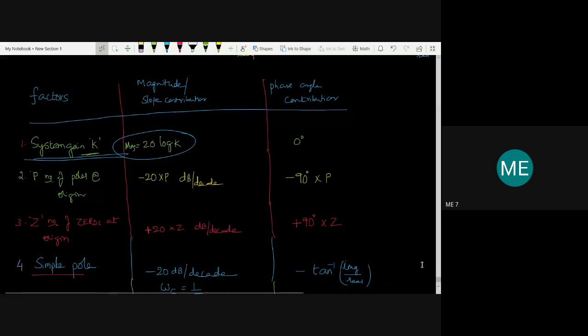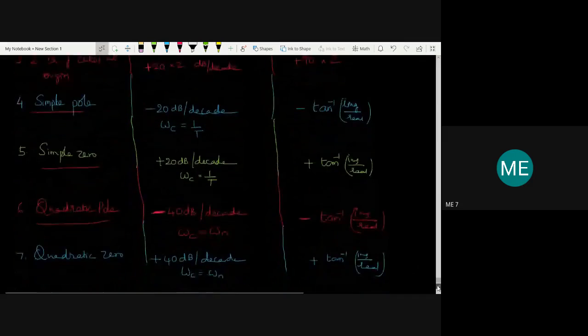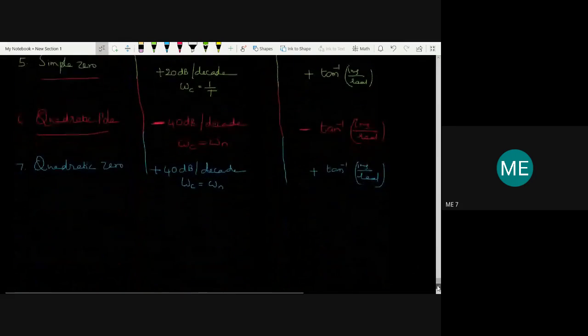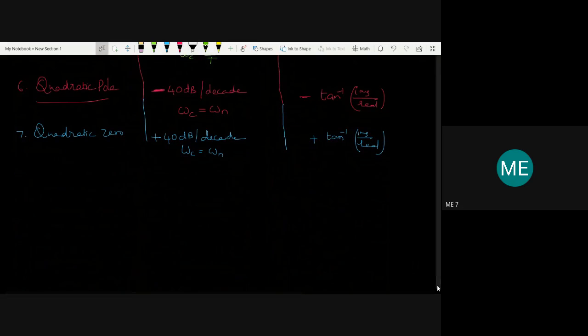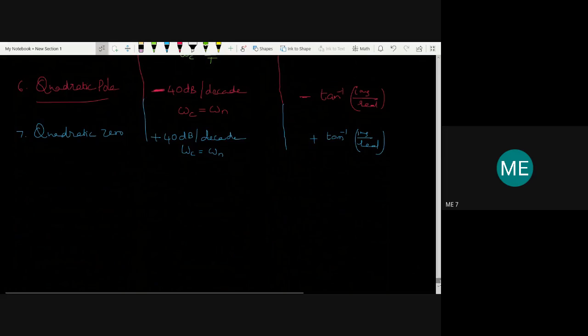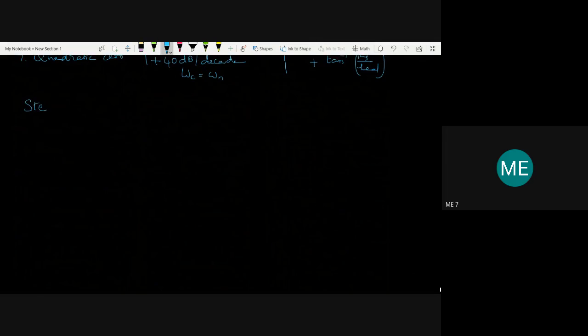Right. So next we'll move on to how to sketch, I mean the process or procedure, the steps to draw the Bode plot.